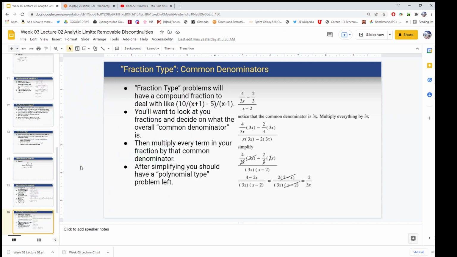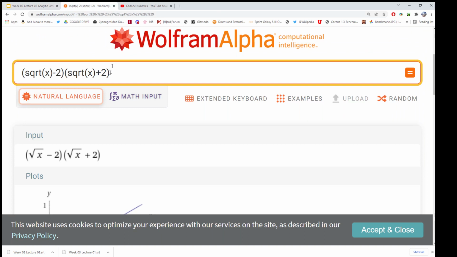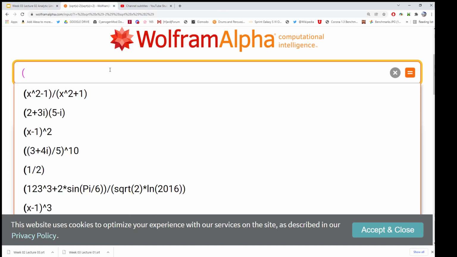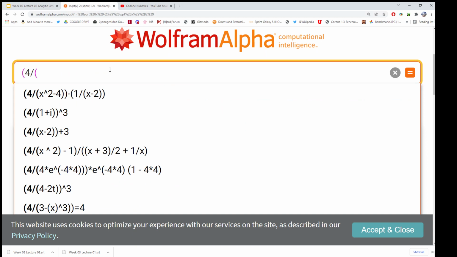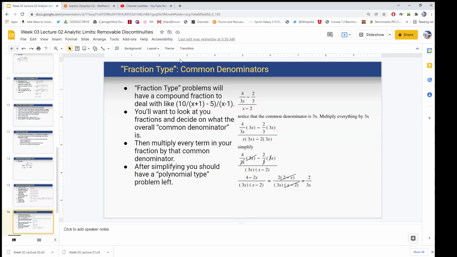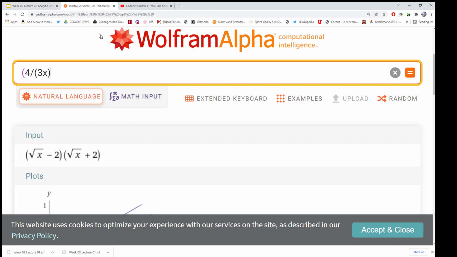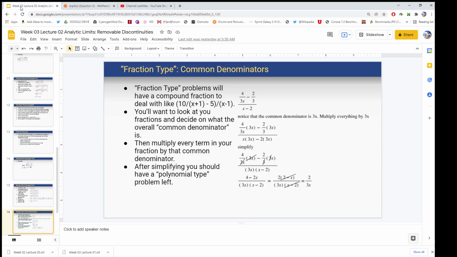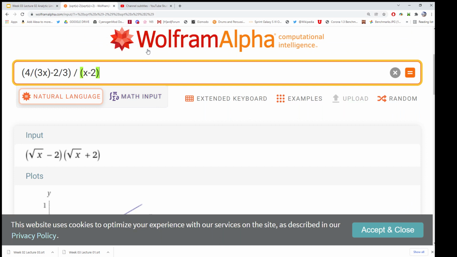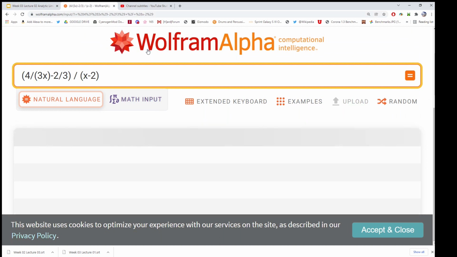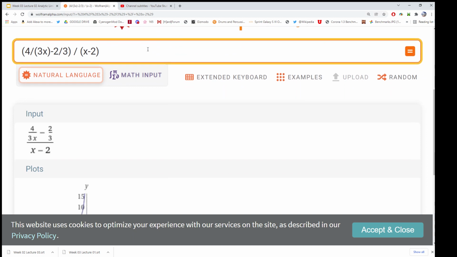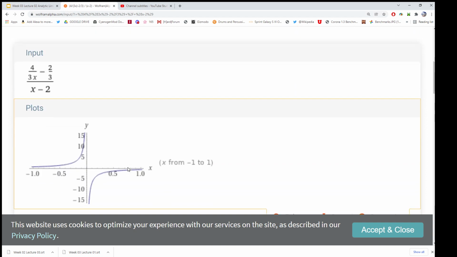One thing I will show you is, of course, you can always use Wolfram Alpha to help here. So if I go here and I do 4 over 3x minus 2/3, that's the numerator, and then divided by, I already forgot the denominator, x minus 2, like that. If you just type in something like this and hit enter into Wolfram Alpha, there's the compound fraction, and I bet if we scroll down, it will simplify it.